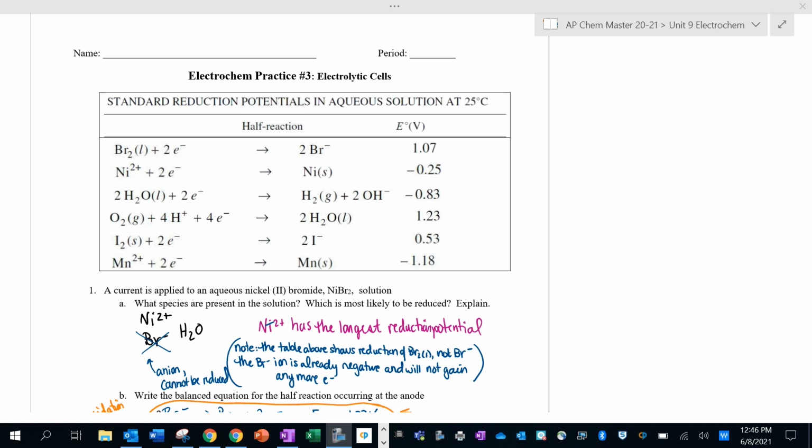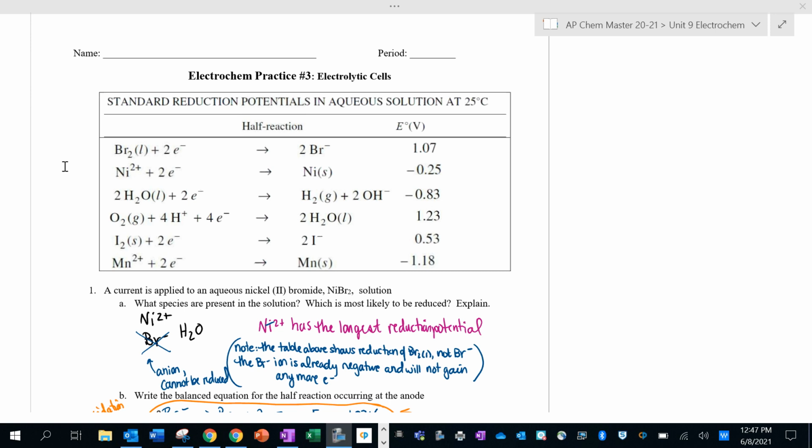All right, welcome. In this video, we're going to talk through some electrolytic cells practice. And there's three questions here. For these three questions, all the information you need is in the standard reduction potentials in this table. So we've got our table of standard reduction potentials and the voltages.